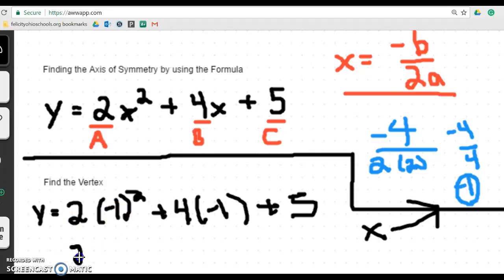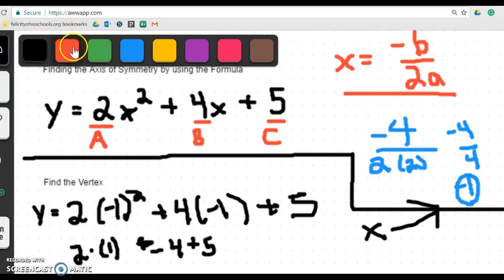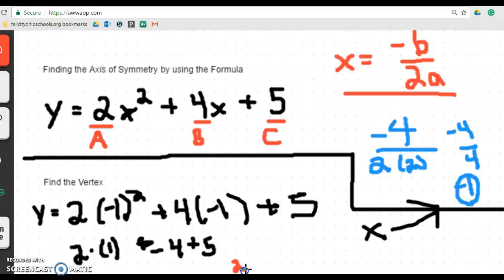So again, you're going to have 2 times 1 plus 4 times negative 1, which is actually going to become a negative. So let's cancel this out. This is a negative 4 plus 5. We have 5 here at the end. So we have 4 times negative 1, negative 1. 2 times 1 is 2. So when we get to the end here, we're actually going to have 2 minus 4 plus 5. 2 minus 4 is negative 2. Negative 2 plus 5 is 3. So we're going to get a positive 3 for our y value.